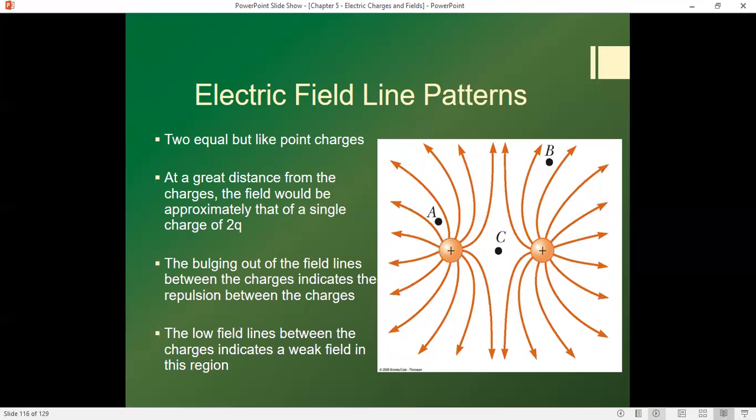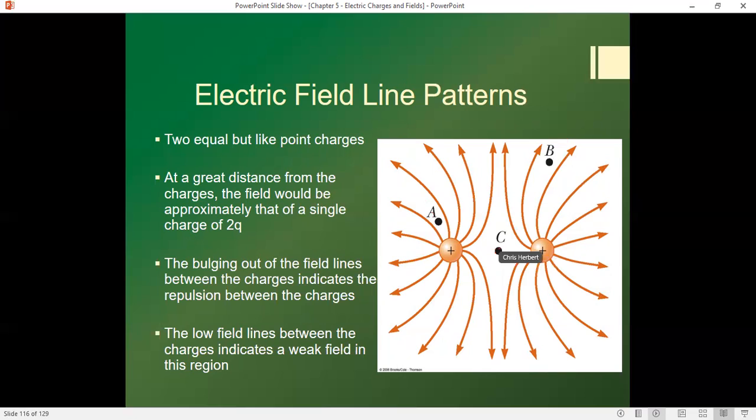Here are two positive charges, and just mapping out the different locations. At A, we would say that the electric field is pointing away in this direction. At B, the electric field is pointing in this direction. Curiously, at C, there's no electric field. Basically, by the superposition principle, the electric field due to the charge on the left and the electric field due to the charge on the right cancel each other out perfectly, and therefore there's no electric field there.